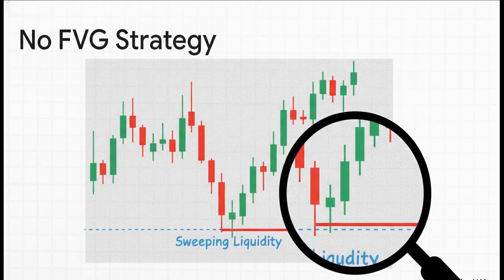Well, if there's no fair value gap, you just have to adapt. You do that by entering directly upon the mitigation of the order block itself. But there is a catch here. Order blocks are usually much wider zones, which means if you use a standard stop loss and place it above the entire block, it's going to be dangerously wide, and that'll completely destroy your 2R target.